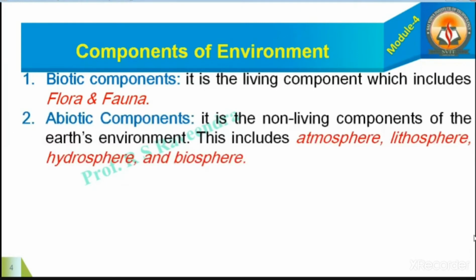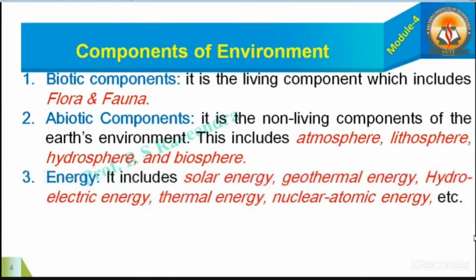beings also, the fauna. Secondly, abiotic components, which are the non-living components of the Earth's environment, which include the atmosphere, lithosphere, hydrosphere, and biosphere, which means the Earth. Biosphere means where we are living. And the third component of the environment is energy, which includes solar energy coming from the sun, geothermal energy produced from inside the earth, hydroelectric energy from water, thermal energy, nuclear atomic energy, etc. All three are called components of the environment.